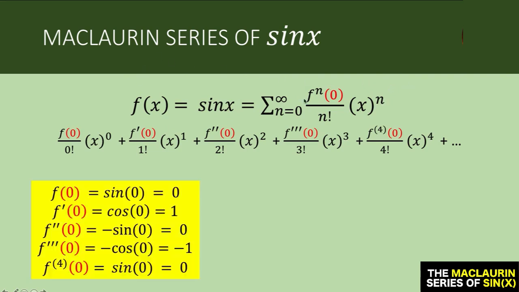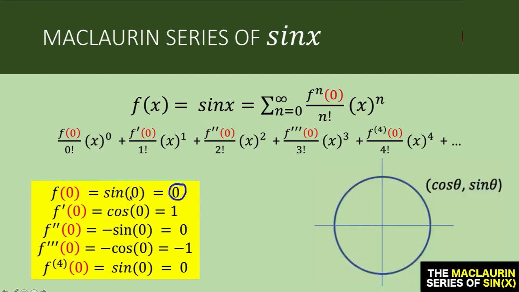And using the Maclaurin series, what we need is f of 0, f prime of 0, f double prime of 0, f triple prime of 0. For this expansion, we need to compute f of 0, f prime of 0, f double prime of 0, f triple prime of 0, and so on. So our f of 0 is sine of 0, because our f of x is sine of x.